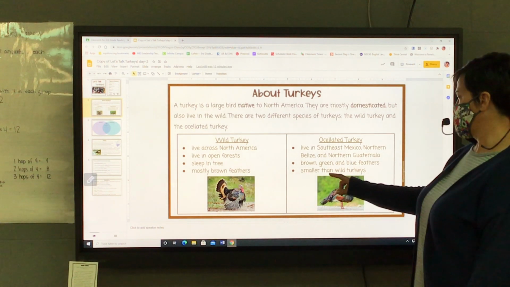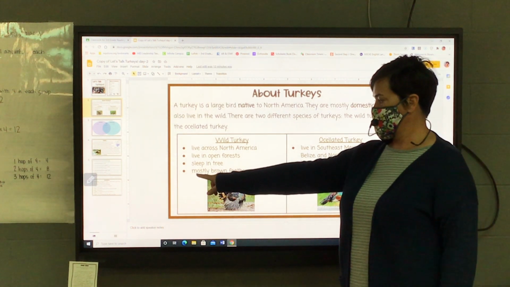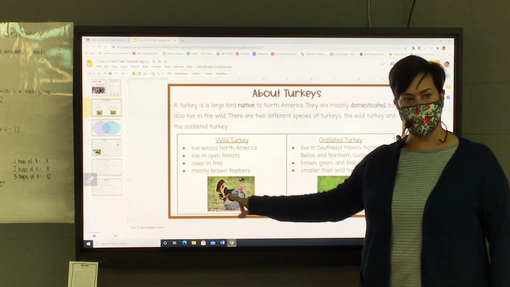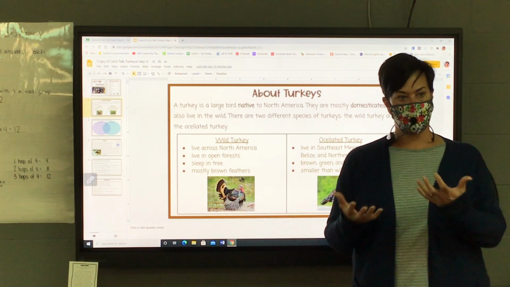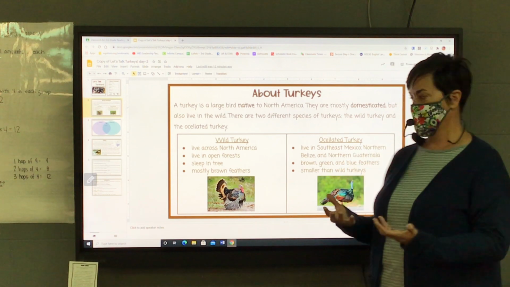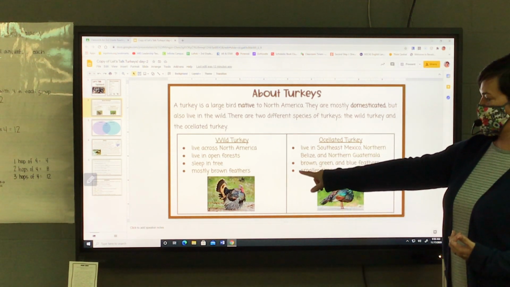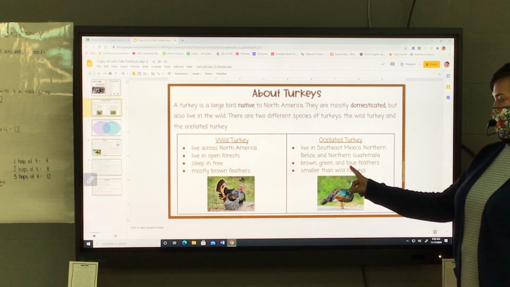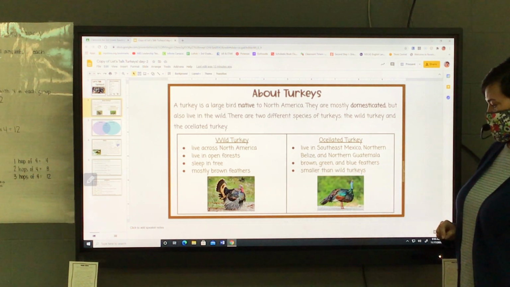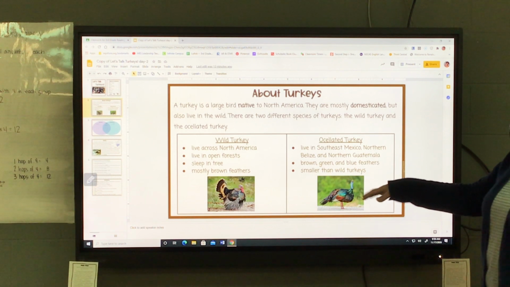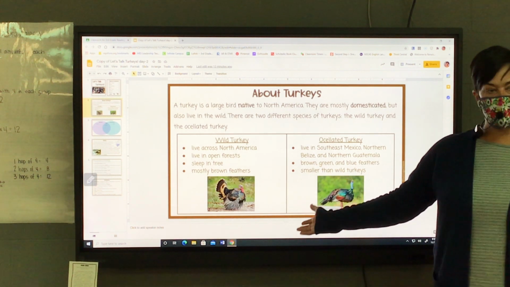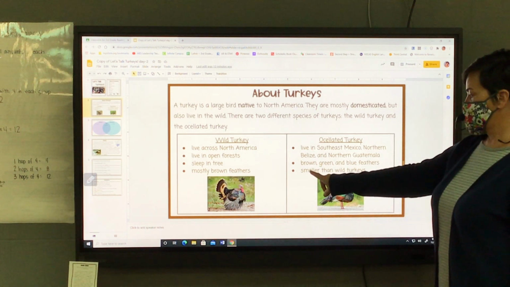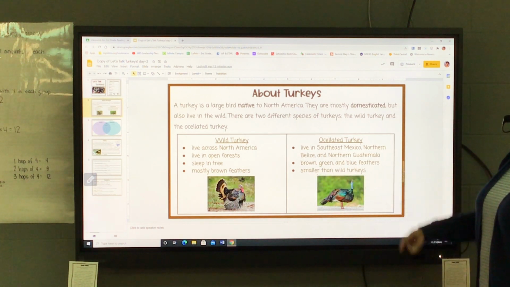And let's read about the feathers. Mostly brown feathers. I would agree with that. Most of those feathers are a tone of the browns, right? Yeah. Let's finish the bullets over here for the ocellated turkey. Brown, green, and blue feathers. I agree with that. Lots of. Do they also have some brown? Yeah, looks like it. Smaller than wild turkeys.